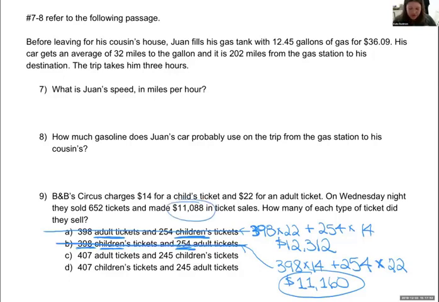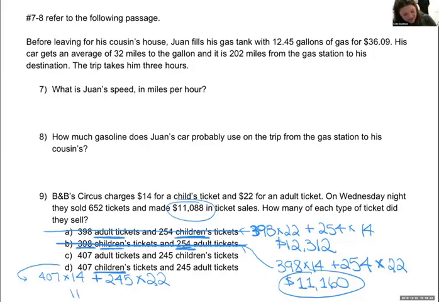Okay, which one shall we try next, ladies? Let's try the last one, because I'm trying the C, and I think that one is wrong too. C seems wrong. Okay, so let's try D. In D, I'm selling 407 children's tickets, and I'm making $14 each. And I'm selling some adult tickets, 245 of them, and on each one I'm making $22. Let's check it out. 407 times 14 plus 245 times 22.